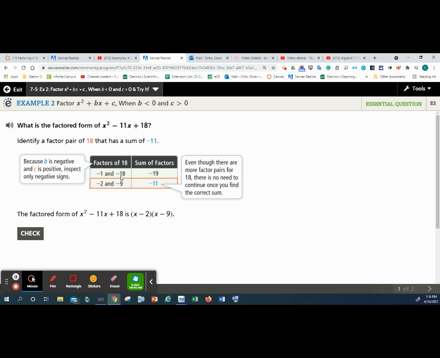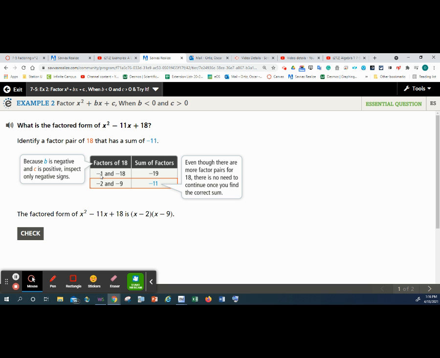So in this case, negative 1 and negative 18, negative 2 and negative 9. We could also try negative 3 and negative 6, but when we add those two, we do not get negative 11. So in this case, you found the correct sum once you see that negative 2 plus negative 9 equals negative 11. If you happen not to find it so fast, then you will continue examining negative 3 and negative 6 and so on and so forth.